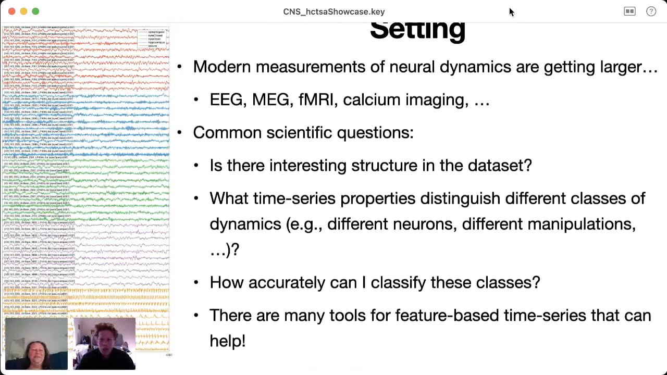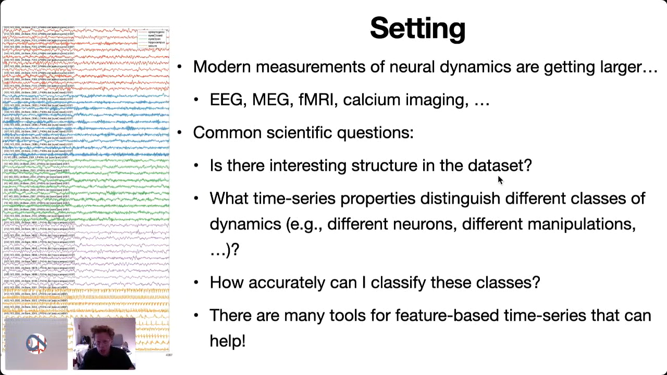Okay, so here's a typical setting that you might find yourself in. You have modern measures of neural dynamics that are getting very large, and often they're messy. Whether you're measuring EEG, MEG, fMRI, or calcium data, you might have a very complex structure in your data set. And the question is, how do I represent all these time series? What methods could I use to answer the types of questions that I want to ask of my data? Some typical questions might be, is there any interesting structure there? Are some time series very different to some others? Are they clustering into groups that somehow map onto the manipulations that I made to test the hypothesis of my experiment?